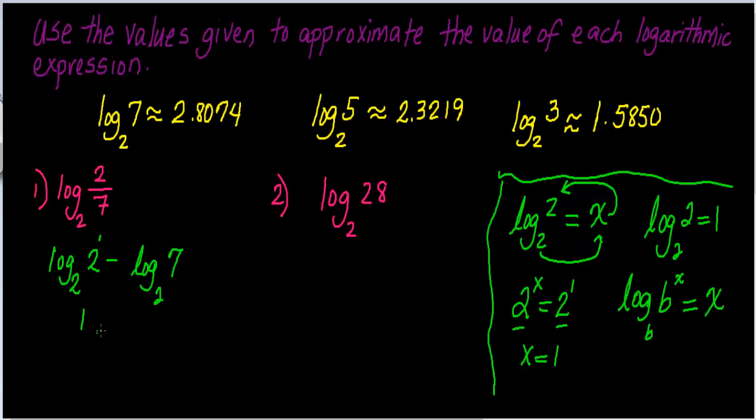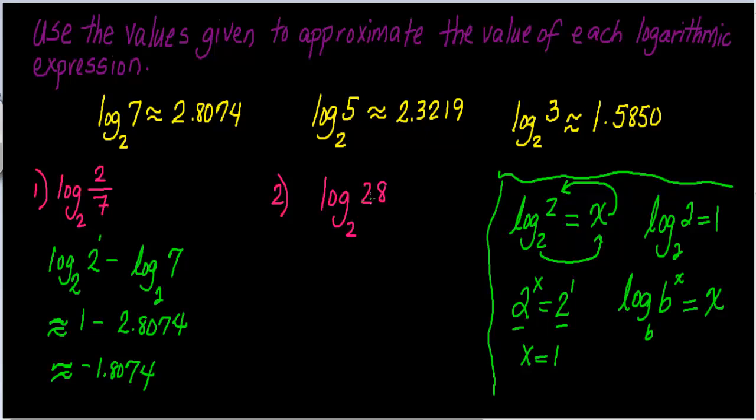This would be 1 minus log base 2 of 7, which they tell me what that is. It's 2.8074. And you can take your calculator and calculate 1 minus 2.8074, and it's going to be negative 1.8074, and we write approximately, because this decimal expansion is larger. Okay, so there's your answer for that one.